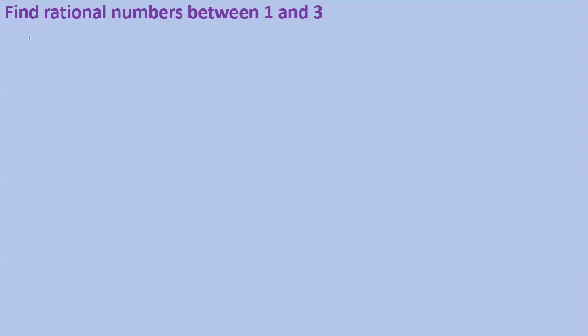Now, find rational numbers between 1 and 3. 1 and 3 are rational numbers because we can write 1 as 1 by 1. It is in the form p by q. We can write 3 as 3 by 1. So 1 and 3 are rational numbers.